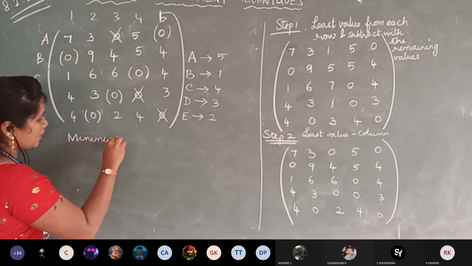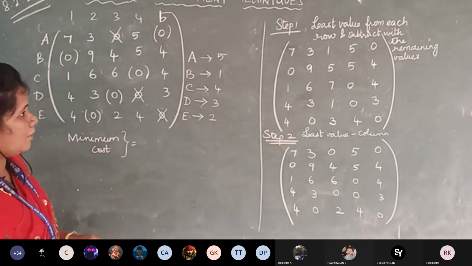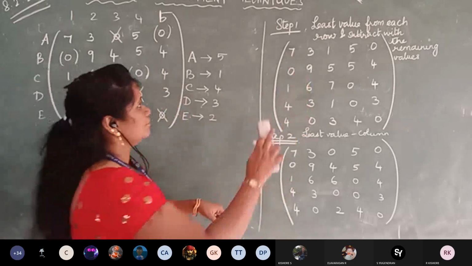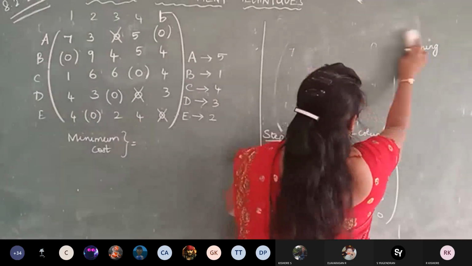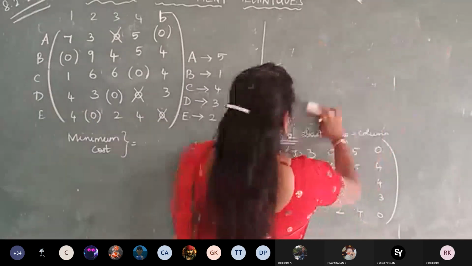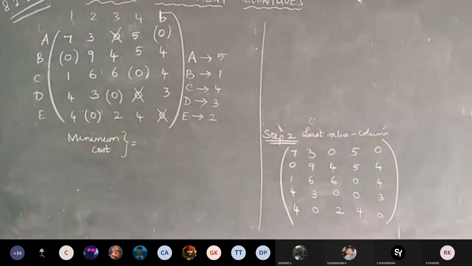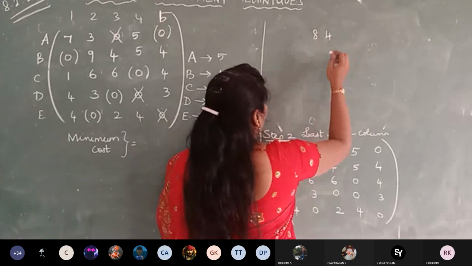So how do you find out your minimum cost? You wrote your question, no? What was your question? I rubbed that question. Have you all finished these two? You finished these two? That question must be there. Tell me the question again. What was your question?